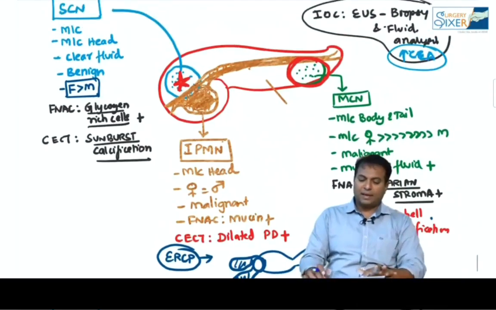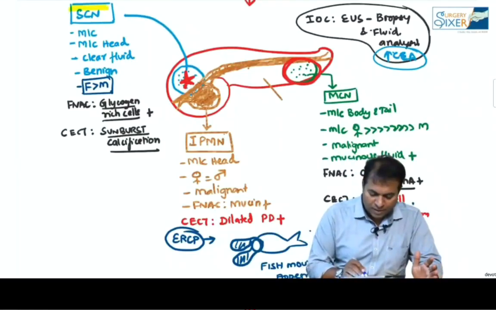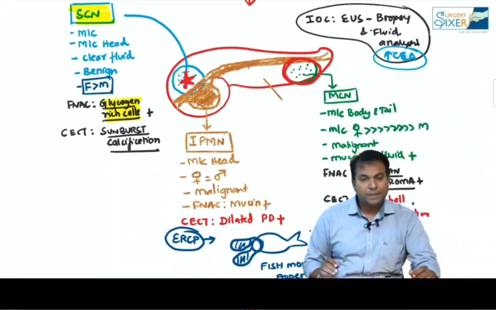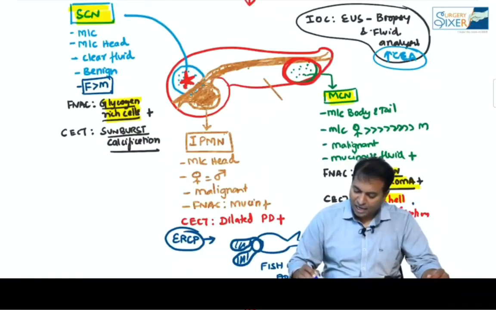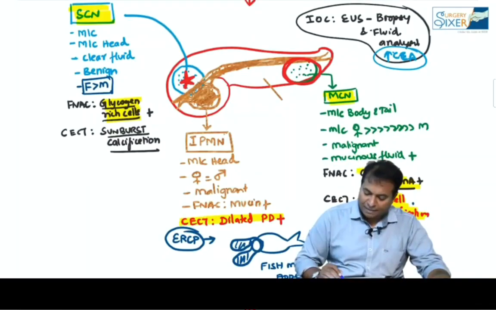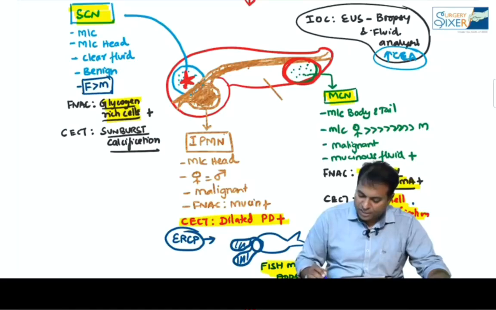So please don't forget the three cystic neoplasms. Serous cystic neoplasm is the most common cystic neoplasm, which will have glycogen-rich cells on FNAC. CT scan will show you sunburst calcification, and mucinous cystic neoplasm will have ovarian stroma on FNAC and will show you eggshell calcification. IPMN will have dilated pancreatic duct and will have fish mouth appearance on side viewing scopy.